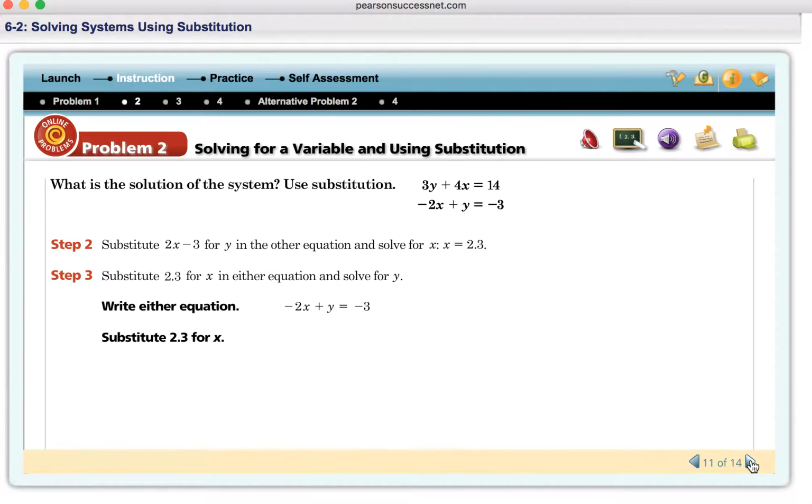Substitute 2 3/10 for x. Simplify. Add 4 6/10 to each side.